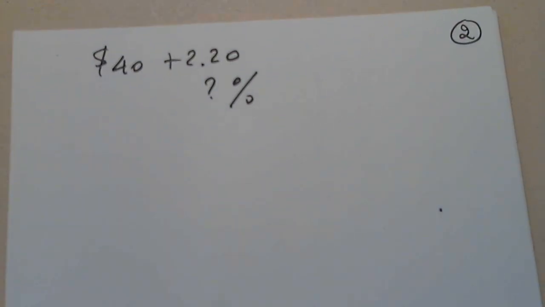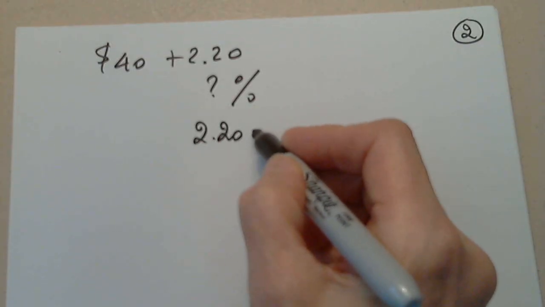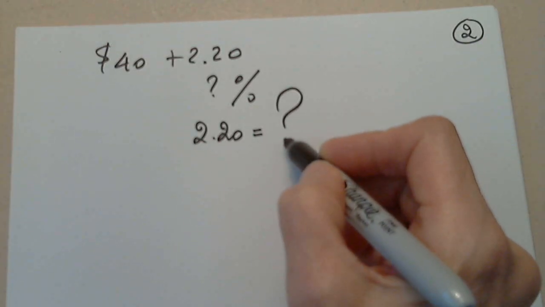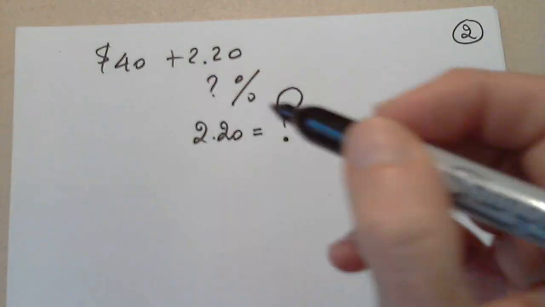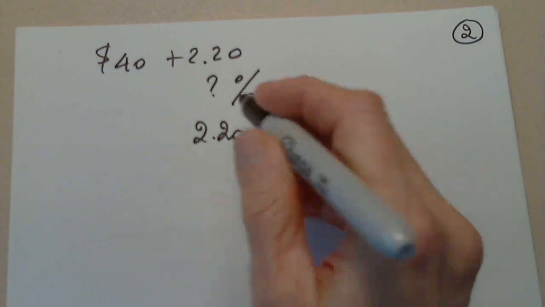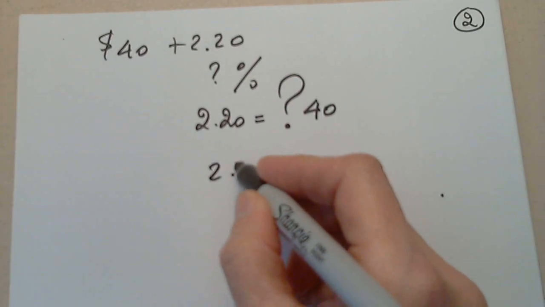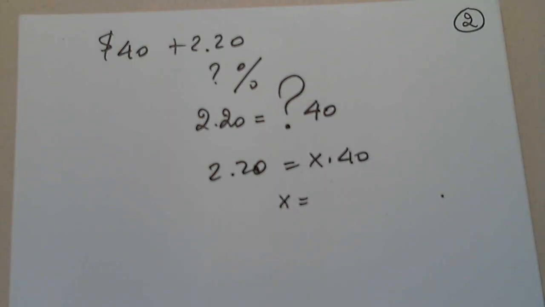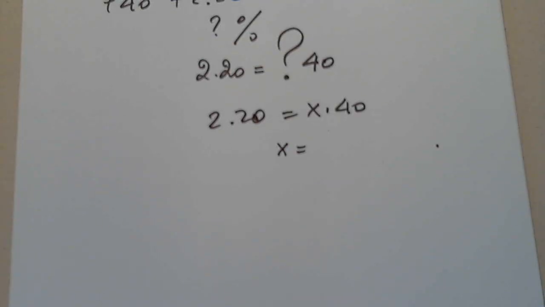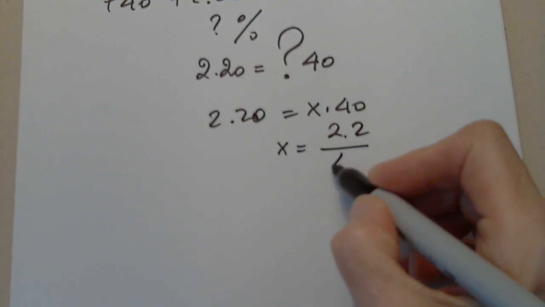Okay? So, in other words, the question is, 220 is what percent of 40? Because 40 was multiplied by the tax rate to get 220. So in other words, I have 220 equals x times 40. How do I find x? Divide both sides by 40. Yes, 2.2 divided by 40.